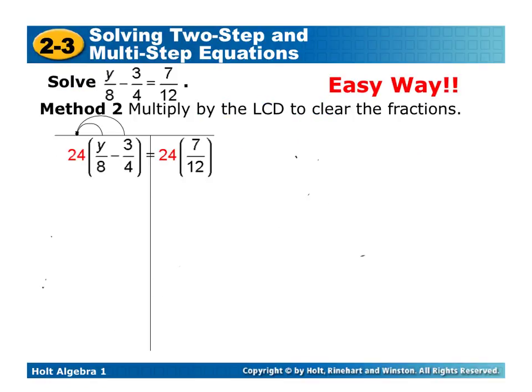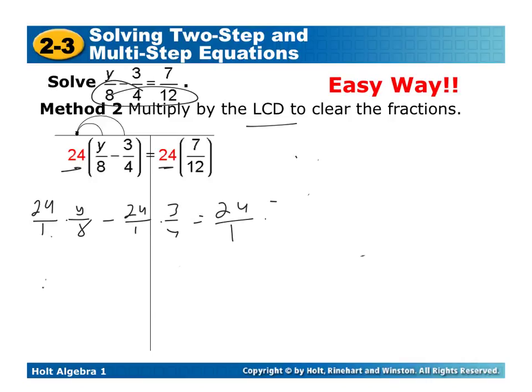Let's look at another way we can solve that same problem, and this is by using the least common denominator. First, you're going to look at your denominators and find the common one. So for 8, 4, and 12, the common denominator is 24. So here we have 24 over 1 times y over 8 minus 24 over 1 times 3 over 4 is equal to 24 over 1 times 7/12. Now we're just going to go ahead and reduce and multiply. Here they share a common factor of 8. So 24 divided by 8 is 3. 8 divided by 8 is 1. So this simplifies to simply 3y.